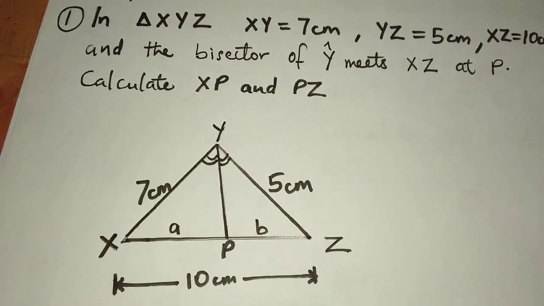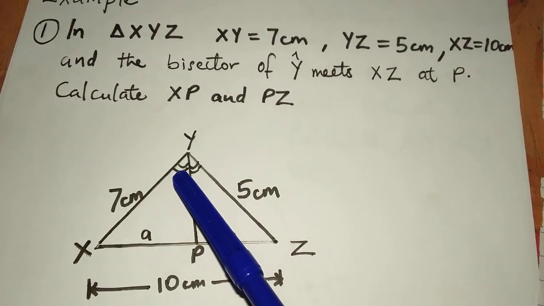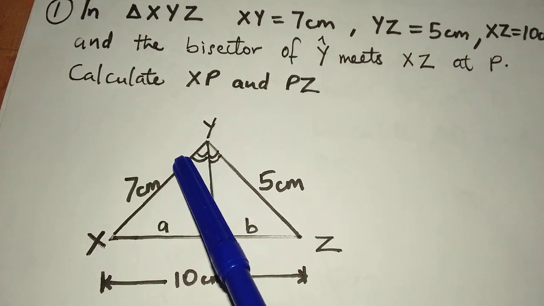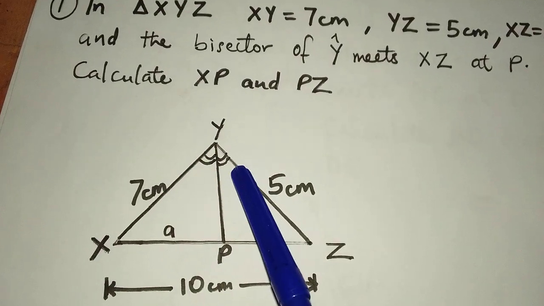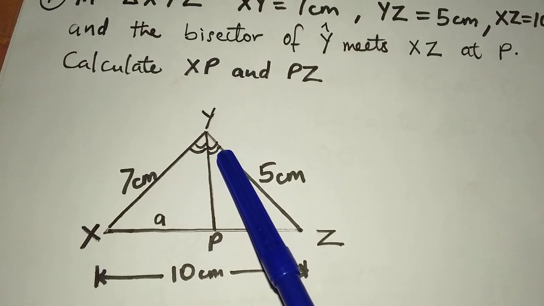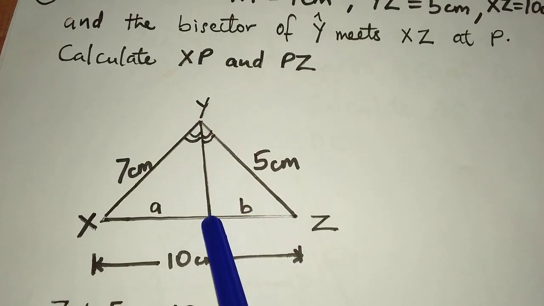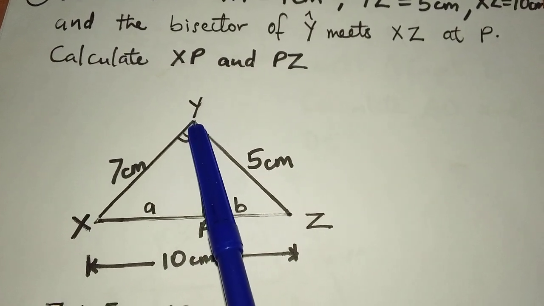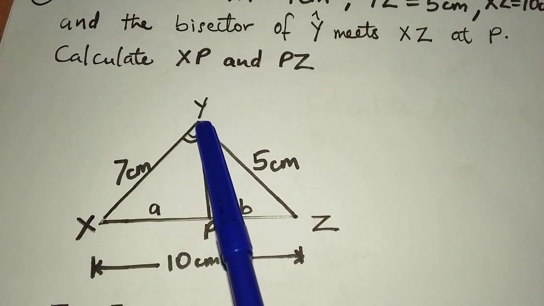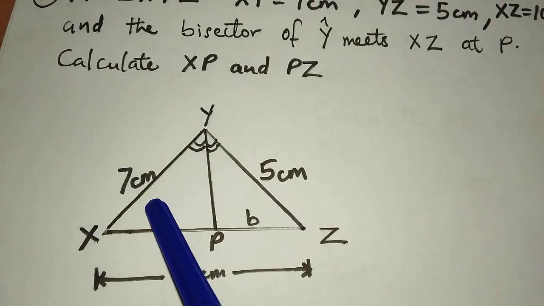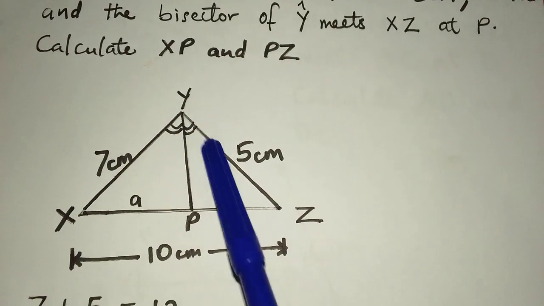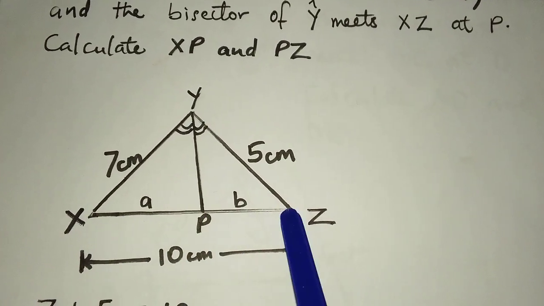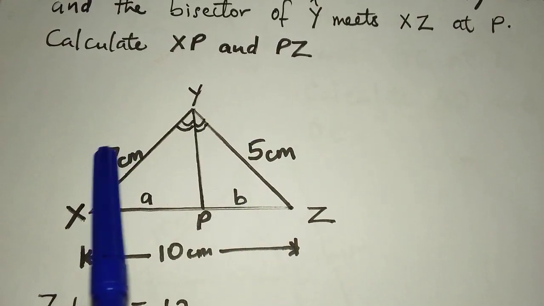To calculate it, the rule says that if you have a line that bisects this angle, this angle here is equal to this angle. So that means this line is a bisector of the angle. The rule says this line will divide the opposite side in the ratio of these two sides, so it will divide this line into the ratio of these two sides.